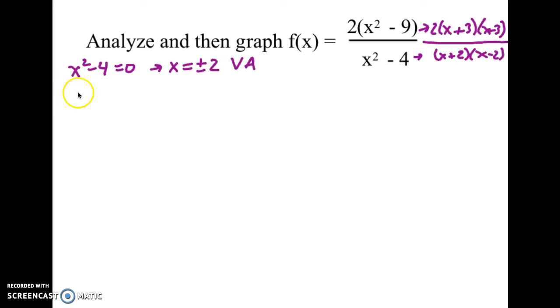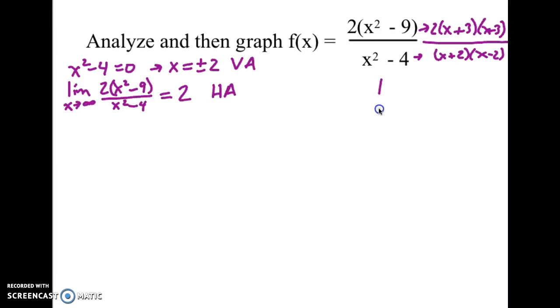Then we should probably look for our horizontal asymptotes. We just learned about those limits at infinity. We want to take the limit of this as x approaches negative and positive infinity. And we can use our shortcut, since this is a rational function, of just comparing the degree of the top and the degree of the bottom. Since the degree of the top is 2 and the degree of the bottom is 2, our horizontal asymptote will be at 2. It's just the coefficient of the top divided by the coefficient of the bottom. So we have a horizontal asymptote at 2.